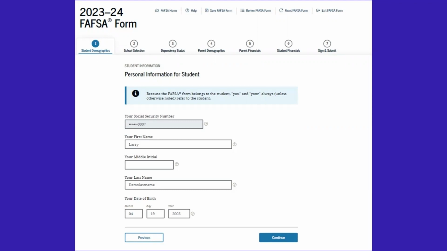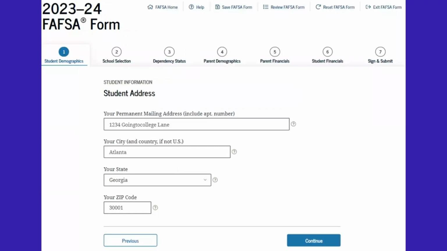As I mentioned earlier, and if you'll look in that blue box, because the FAFSA form belongs to the student, you and your always, unless otherwise noted, refer to that student. So just keep in mind that even though they're asking for your social security number, it is really your student's social security number. They want the student address just to confirm where you live.